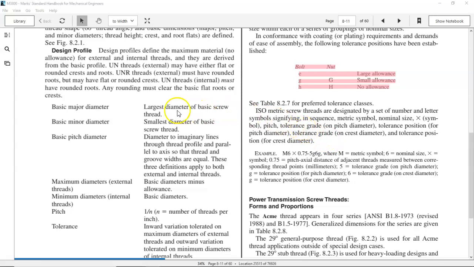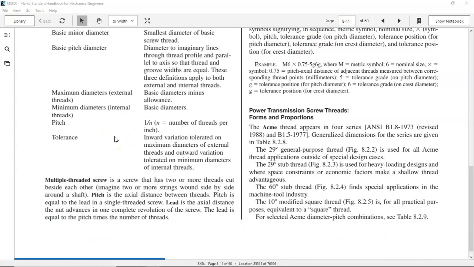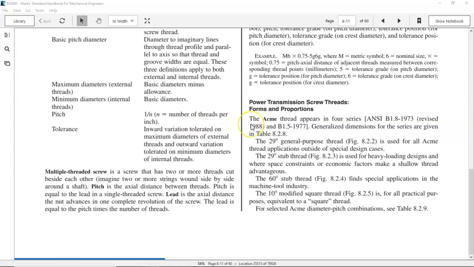So major diameter, minor diameter, pitch, and then within the specifications, you're going to have an upper and a lower bound for the threads to engage. So a 29, we call it 30 degree, 60 degree sharp V.